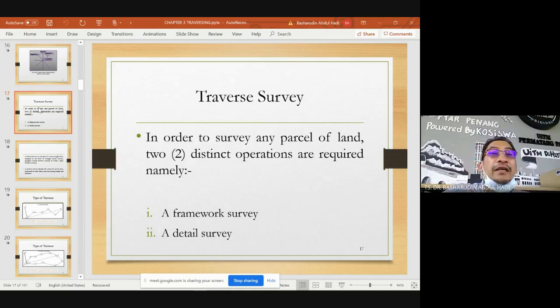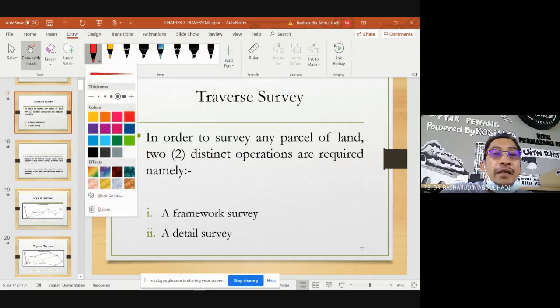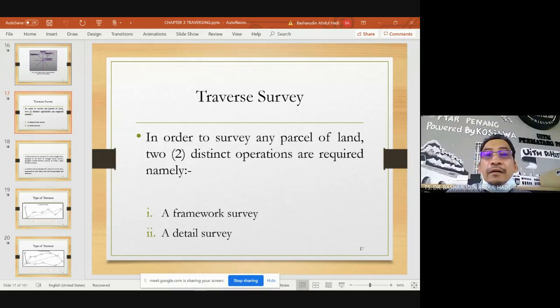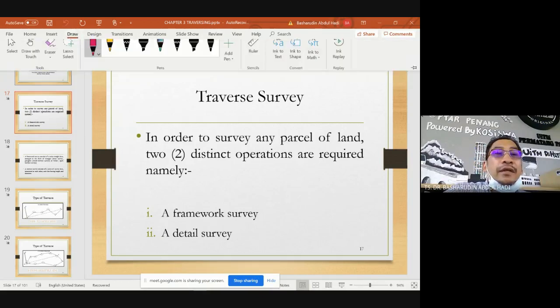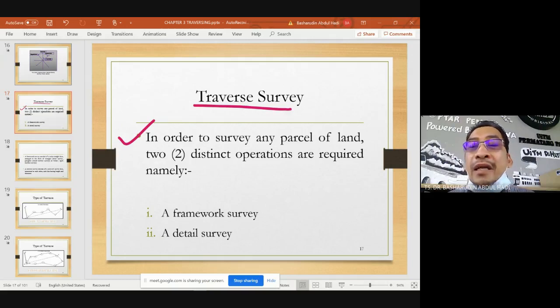So if you look at this one, first I will take this opportunity to try to draw a traverse survey. Number one, in order to survey any parcel of land, parcel means lot of land, it's not like the parcel for posting, not COD, no. Parcel means a piece of land.